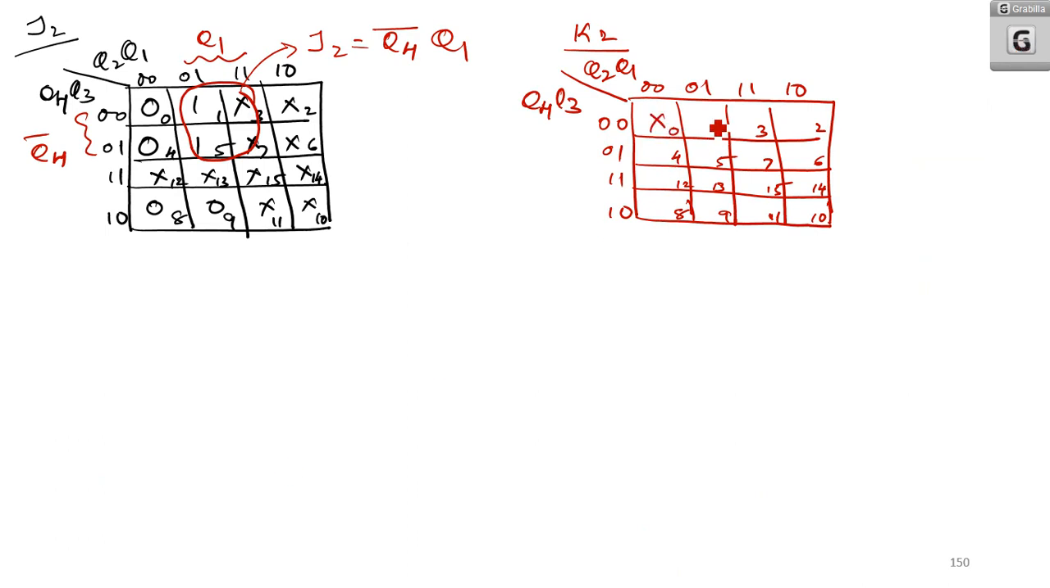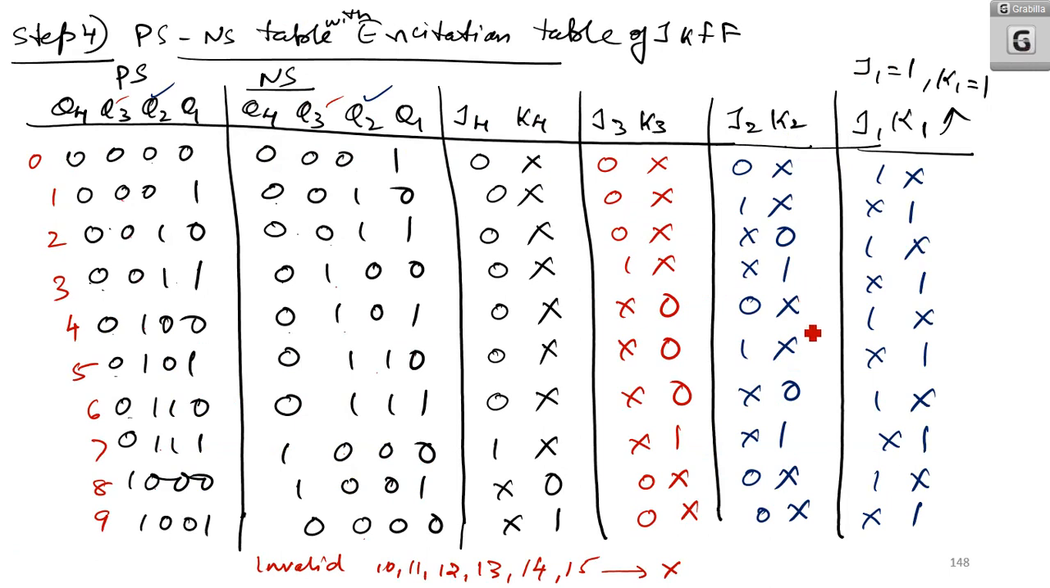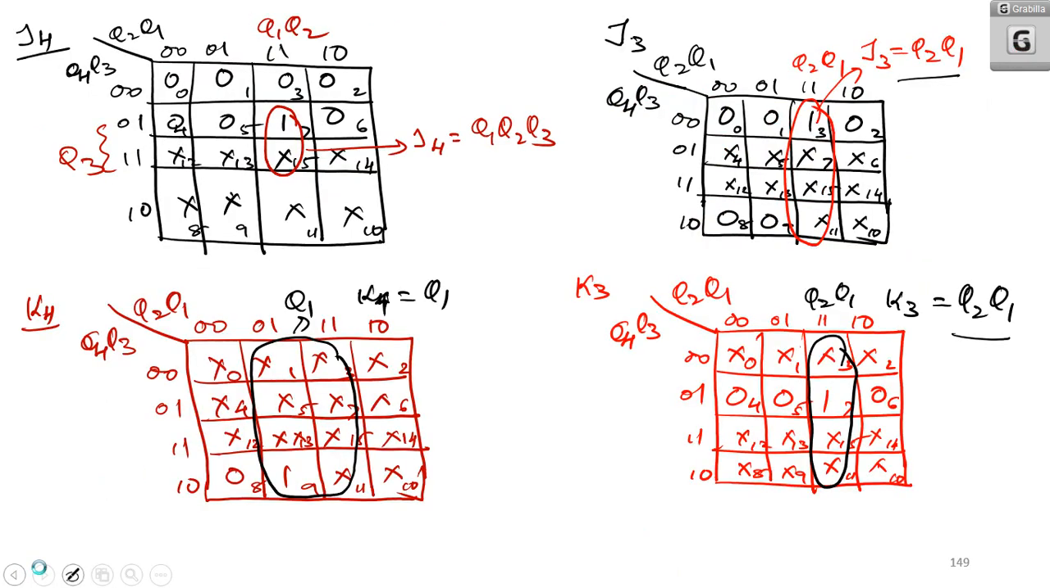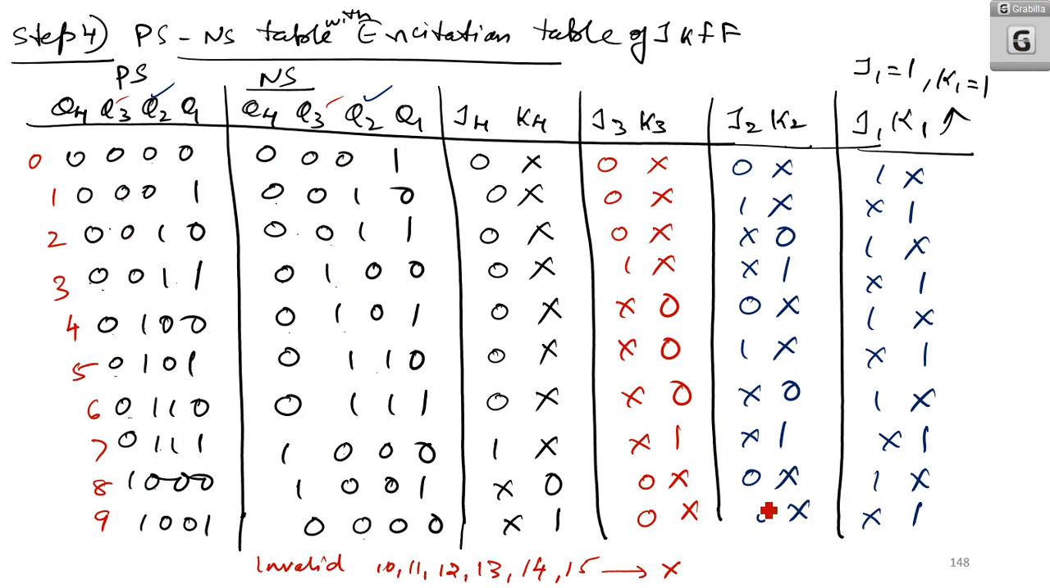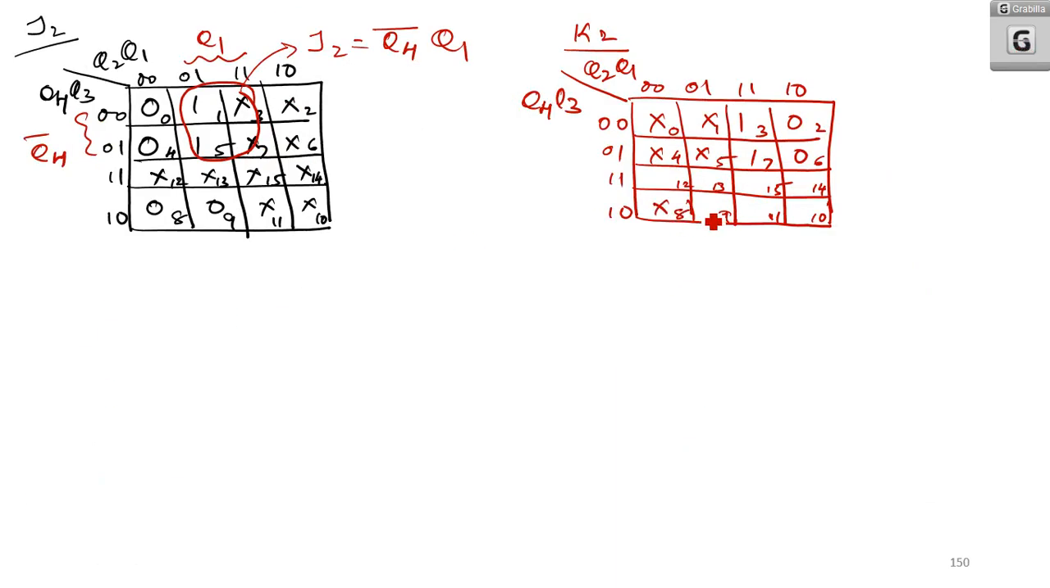Don't care 0, 1. Then don't care 0, 1. Again don't care 0, 1. Don't care 0, 1. Now 8 and 9 are don't care. Of course, all others are also don't care.